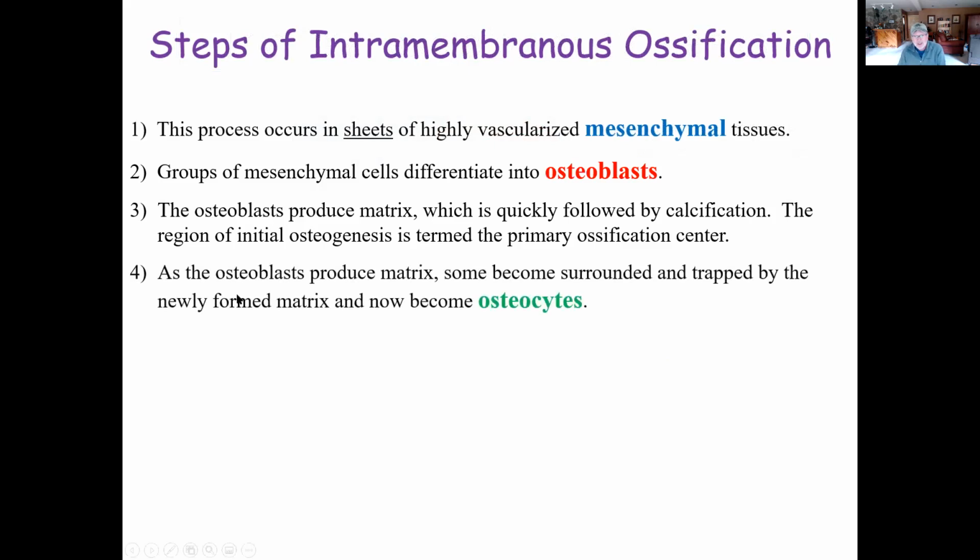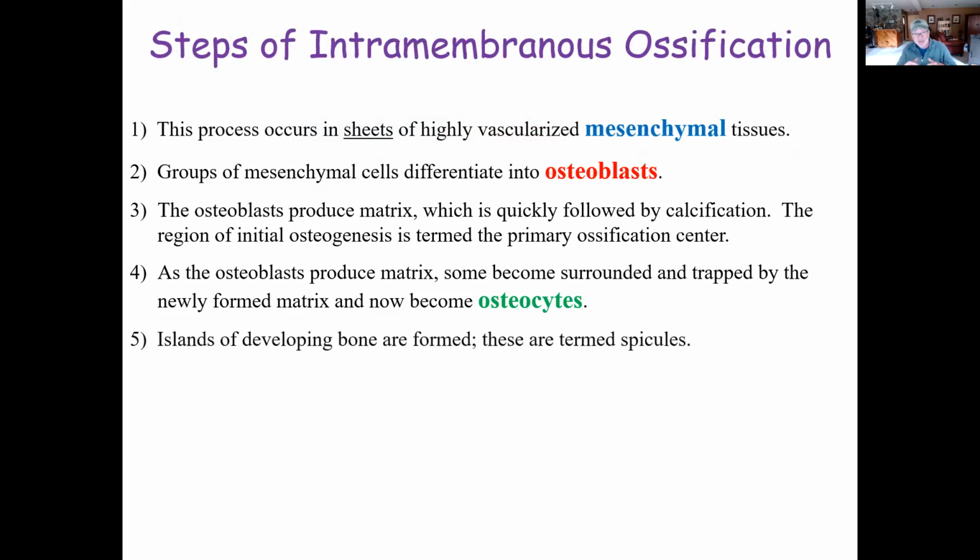Now, once the osteoblasts, which again produced that initial matrix that became calcified, find themselves surrounded and trapped by the matrix they just secreted, they become osteocytes. So they change their role. They've done their work. They've laid down the bony matrix. Now the osteoblasts become true bone cells, or osteocytes.